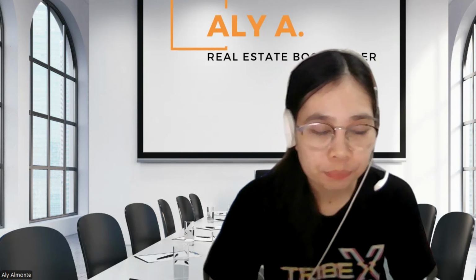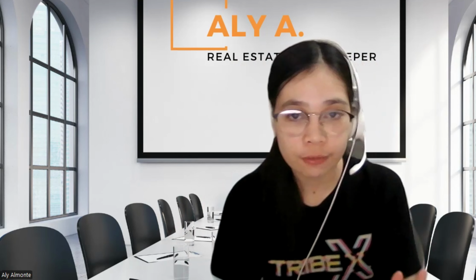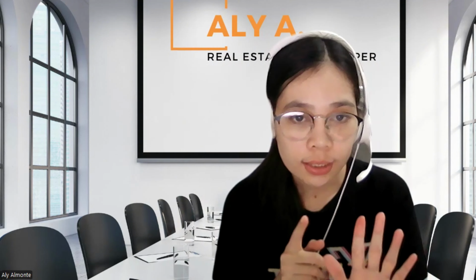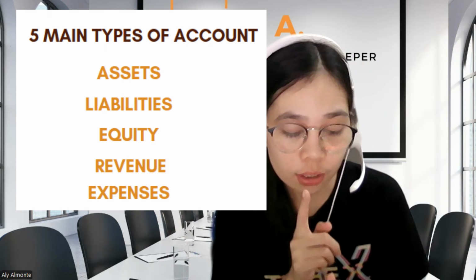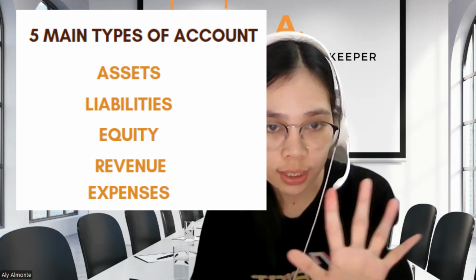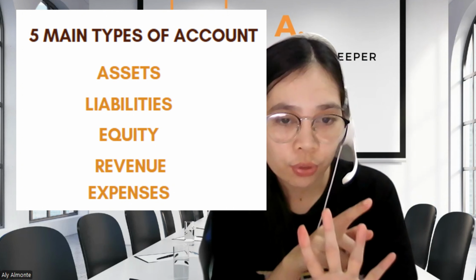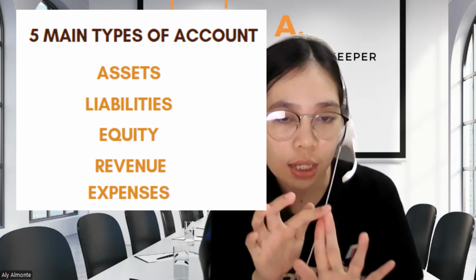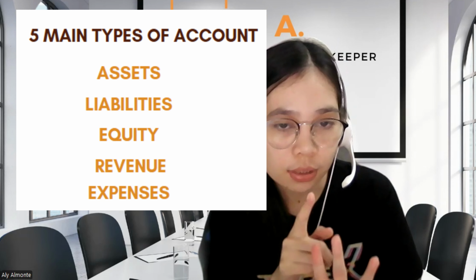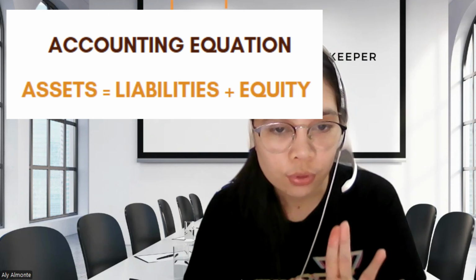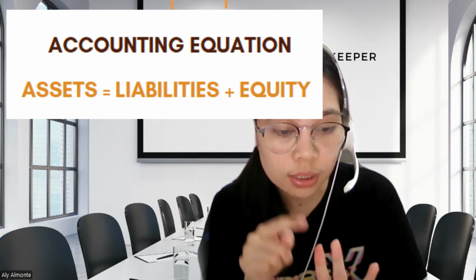So, okay, there are five accounting terms that you need to know. So, ito lang muna yung tatandaan nyo, the ALERE. So, what are those? Assets, liabilities, equity, revenue, and expenses. So, dito sa five na to, meron kayong tatandaan na form na accounting equation, which is this three. The assets, liabilities, and equity. So this is the accounting equation, which is assets is equals to liabilities plus equity.